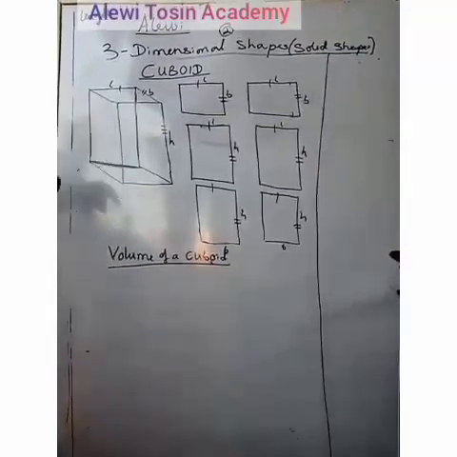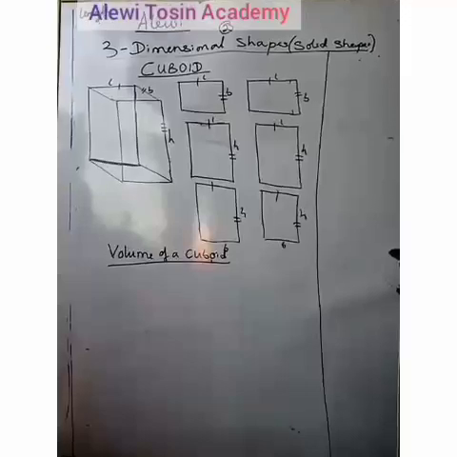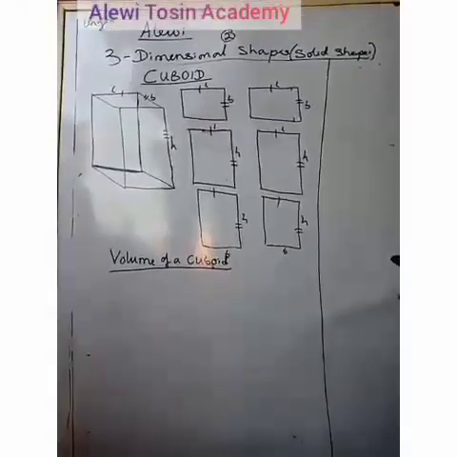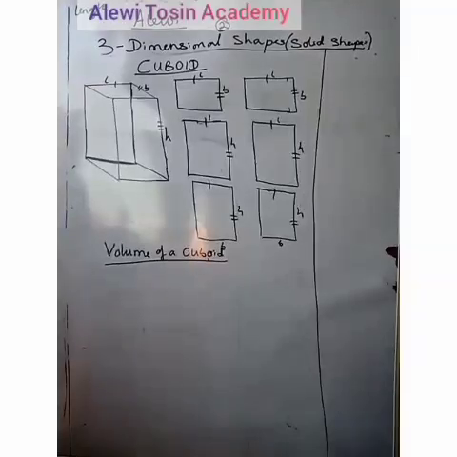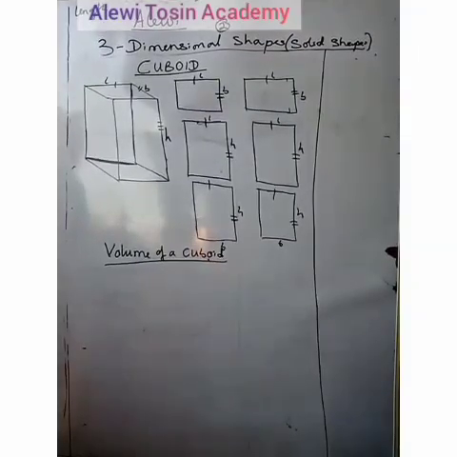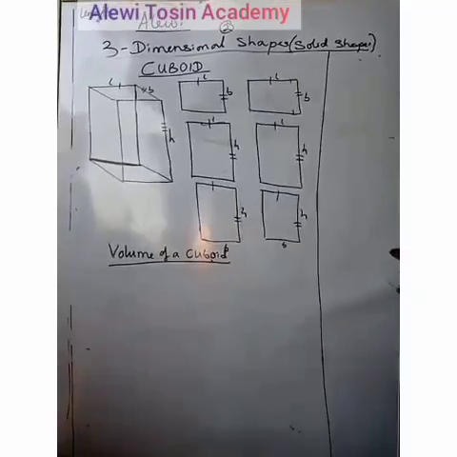You can see a typical example of a cuboid on the board, like the carton boxes we use at home. It is combined by what? Three different pairs of what? Of rectangles. Now, from that, let's take the volume of a cuboid.